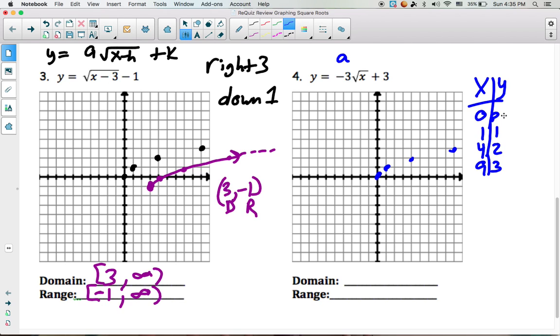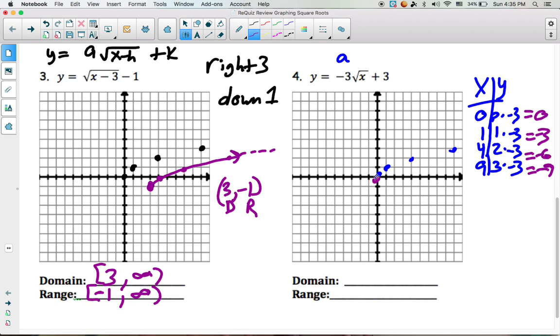And what you do is you take each of the y values in the table and you multiply them by the a, which is negative 3. And that gives us our stretch points. So if we go through, 0 times negative 3 is 0. 1 times negative 3 is negative 3. 2 times negative 3 is negative 6. 3 times negative 3 is negative 9.